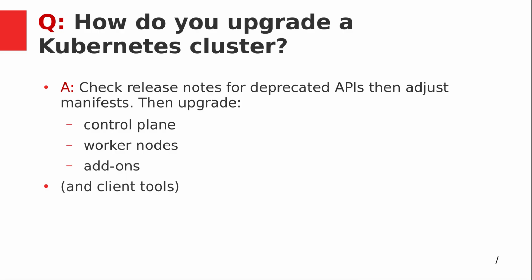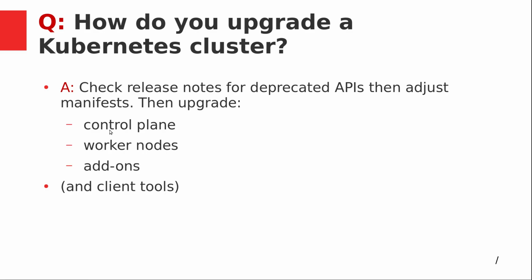This is actually a slide from a previous video I did for an interview question, but when you upgrade a Kubernetes cluster, what you're first doing is some preparation work and then some post upgrade work. So you check the release notes. You definitely should do that for deprecated APIs because you may need to adjust your manifest. And then you perform the upgrade, and after, you update your client tools like kubectl, etc.